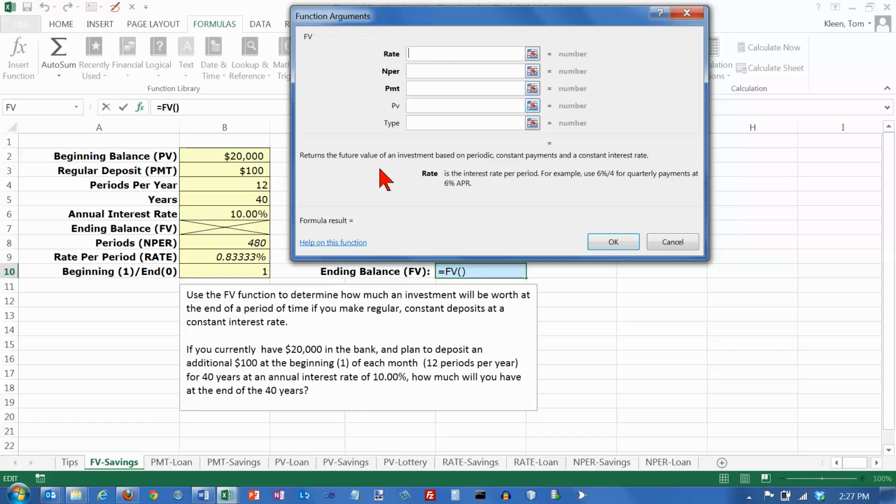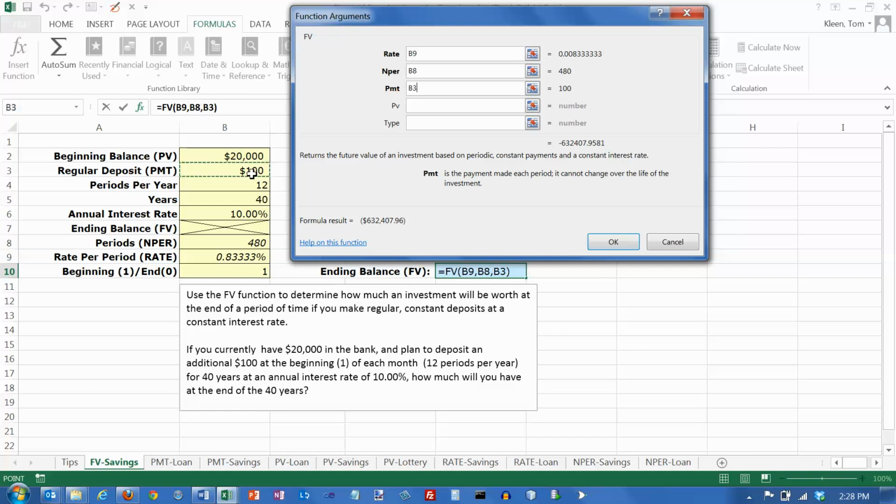So the rate, and down here it says it's the interest rate per period. So for example, you have to divide by 4 if you're doing quarterly payments. You have to divide by 12 if you're doing monthly payments. So here is our rate per period, and it will put the value over here for you as you fill them in. The number of periods is right here. And notice I've identified these in parentheses here with the names that are used by Excel as well.